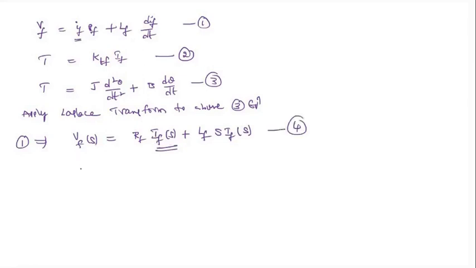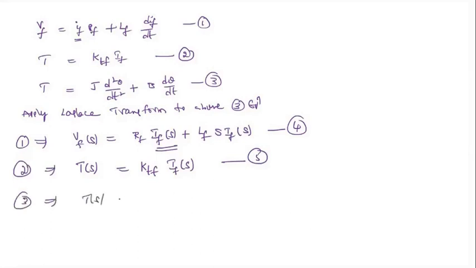Now the fifth equation is T(s) equals to KTF If(s). This is equation number 5. Now coming to the third expression, T(s) is equals to J d²θ/dt² plus B dθ/dt. This is equation number 6. So now we need to simplify these three equations, the fourth, fifth and sixth equations, to get θ(s)/Vf(s).